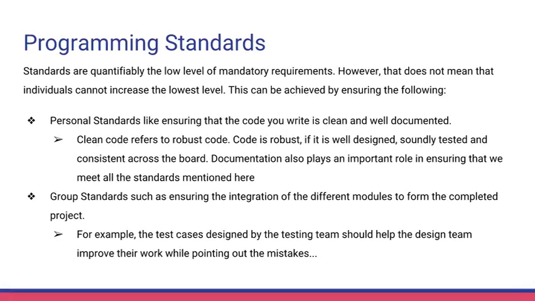Programming standards. Standards are quantifiably the lowest level of mandatory requirements. However, that does not mean that individuals cannot increase the lowest level. This can be achieved by ensuring the following. Personal standards, like ensuring that the code you write is clean and well documented. Clean code refers to robust code. Code is robust if it is well designed, soundly tested, and consistent across the board.